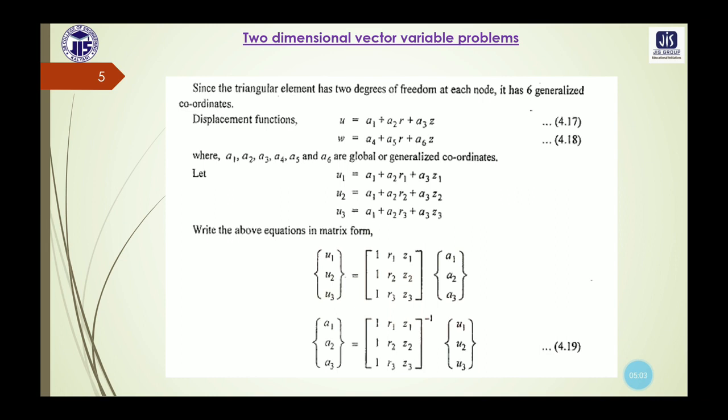Now if we write the above equations in matrix form, then on the left side of the equation we will have a column matrix of u1, u2 and u3, and on the right hand side we will have a 3 by 3 matrix. Now this 3 by 3 matrix consists of 1 R1 Z1, 1 R2 Z2 and 1 R3 Z3, multiplied by a column matrix of A1, A2 and A3. Now from this equation, if we want to find the column matrix A1, A2, A3, that will be equal to the inverse of the 3 by 3 matrix multiplied by U1, U2, U3. So this is our equation number 4.19.